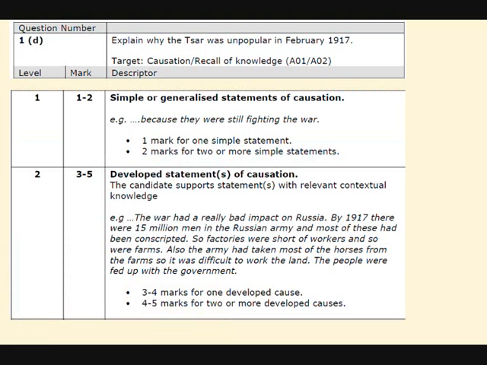If we have a look at the mark scheme, we can go into a bit more detail. If we have a look at the target, it identifies causation as our key skill. 1d will typically be a causation question. Making simple points will get you 1 to 2 marks. Applying narrative to that will get you 3 to 5 marks, and you can see 3 to 4 for 1 developed cause and 4 to 5 for 2 or more. So writing down what you know about that topic can get you up to 5 marks. However, all it takes is 1 more sentence per point to get really good marks.